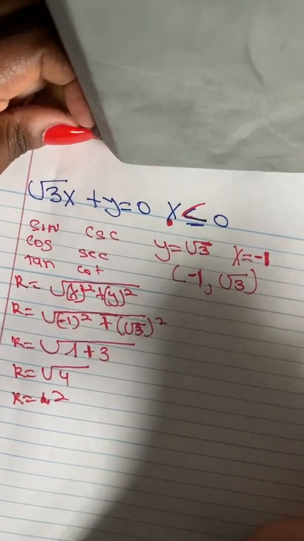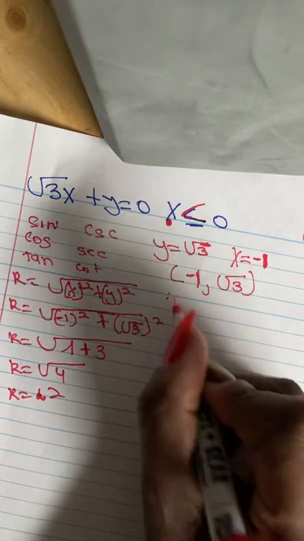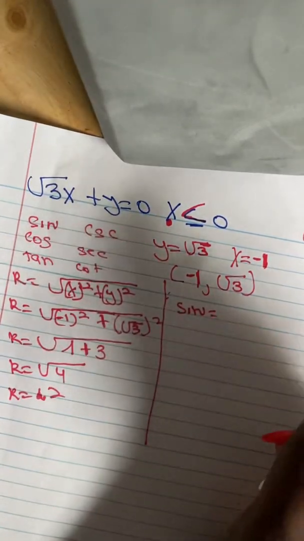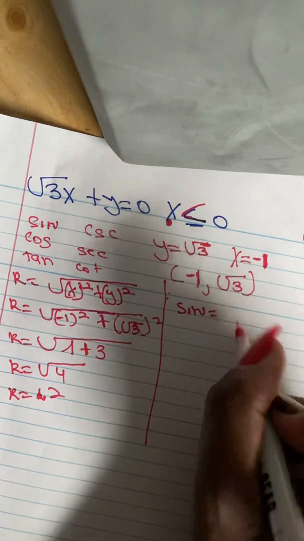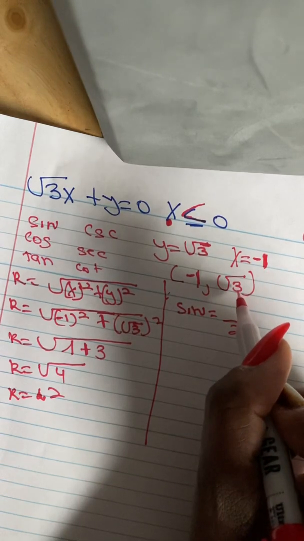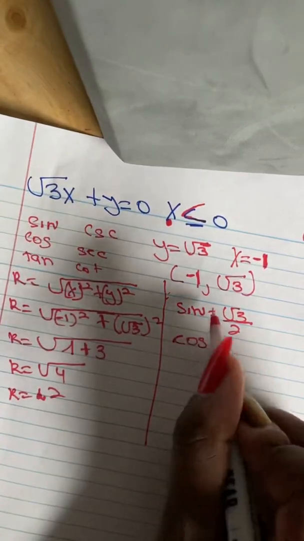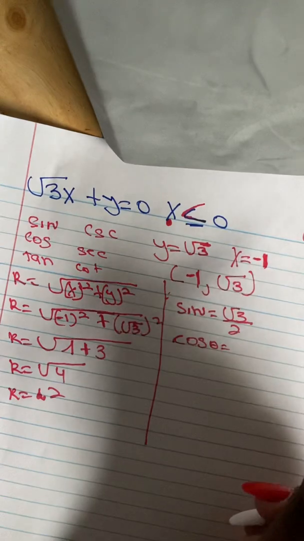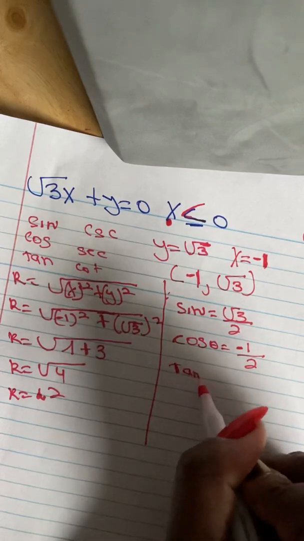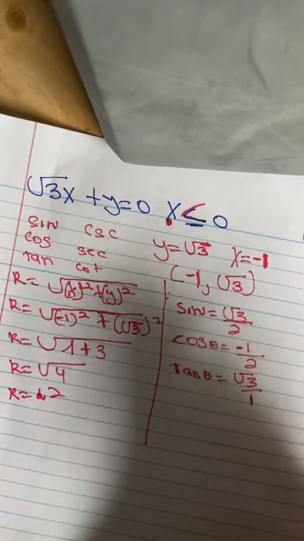Okay. So on this side, we are going to find the value of sine. What is the value of sine? Sine is y over r. The value of cosine theta is what? Is -1 over 2. What is the value of tangent theta? It's square root of 3 over 1.